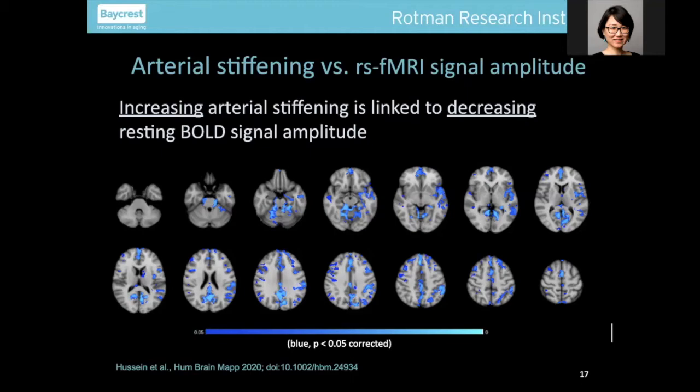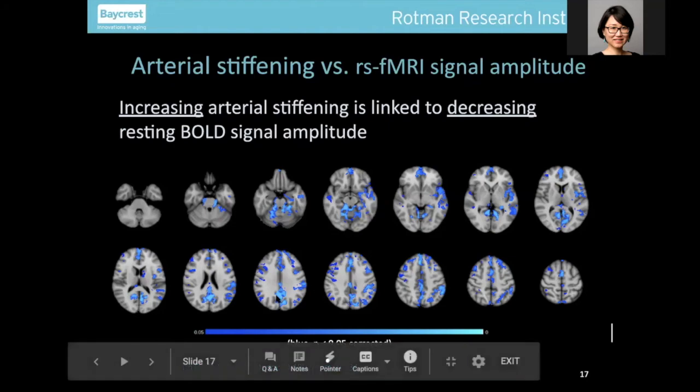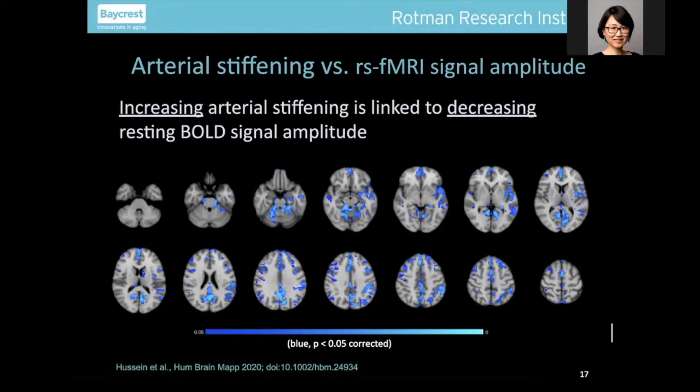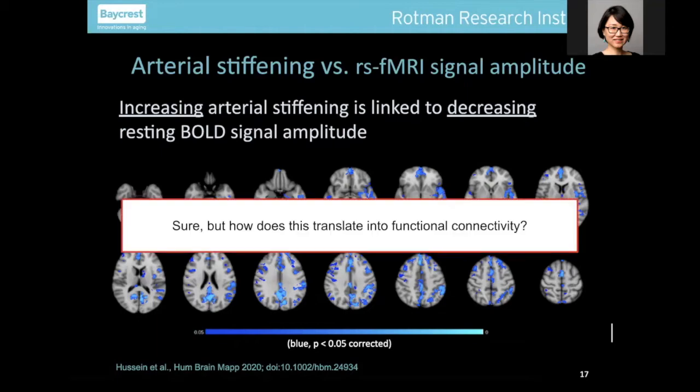But look at where the blue regions are. A lot of the regions, for example, here the precuneus / posterior cingulate, and here the superior parietal gyrus, are part of the default mode network. And the default mode network has been heavily studied in aging. So how does this translate into functional connectivity measurements?